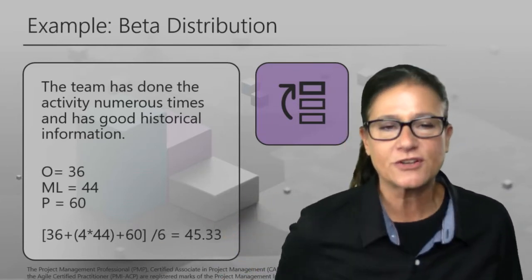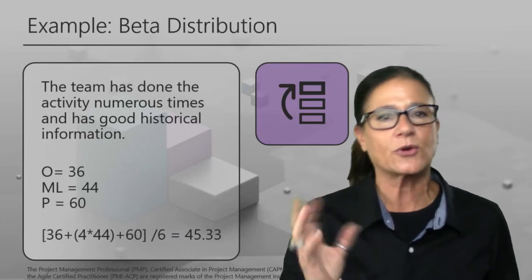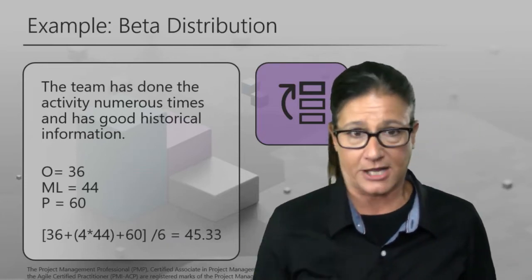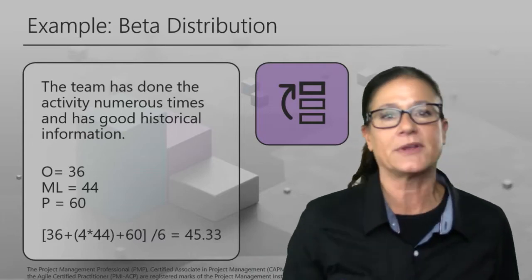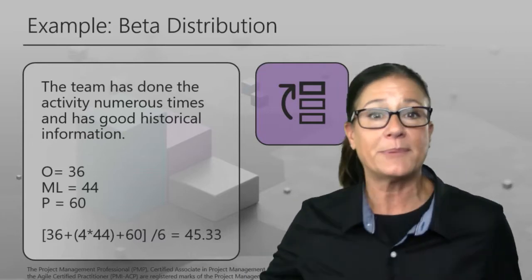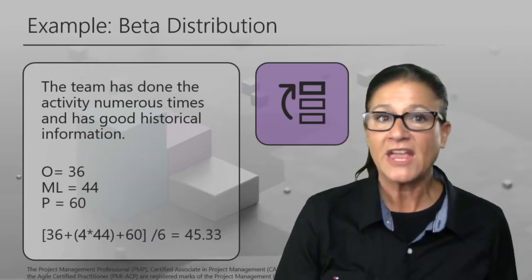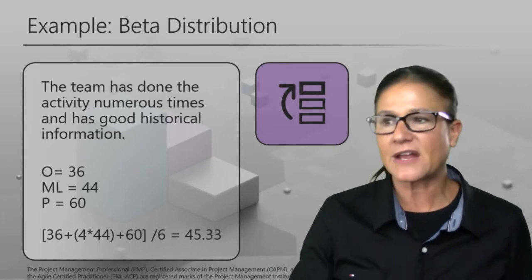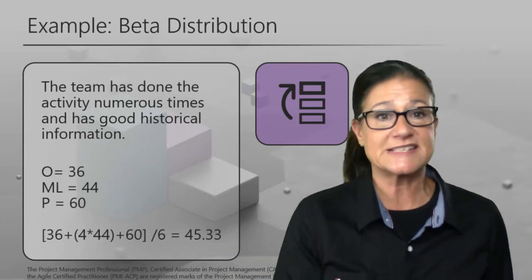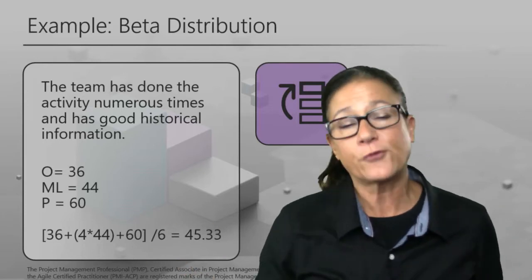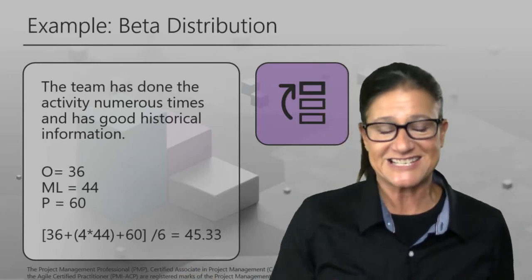We've got great historical information, but we do know that a risk event could pop up. People on the team are like, well, this could happen. And somebody else might say, well, we might be able to move a little bit faster also if we have more people. How do we figure that out? So let's say the optimistic is 36 hours. The most likely is 44 hours, and the pessimistic is 60 hours.